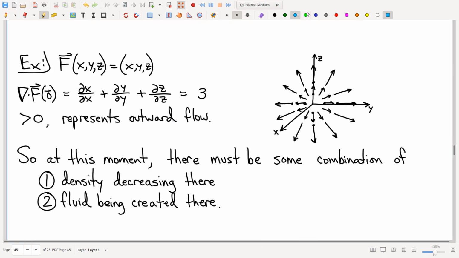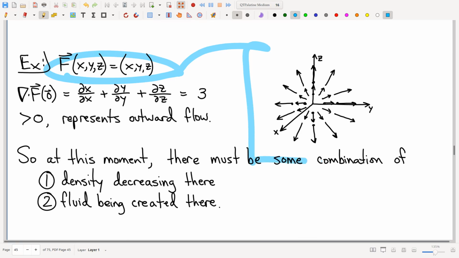Let's look at this vector field. Make sure you can persuade yourself that it looks like this.